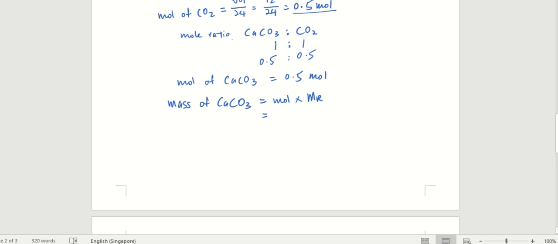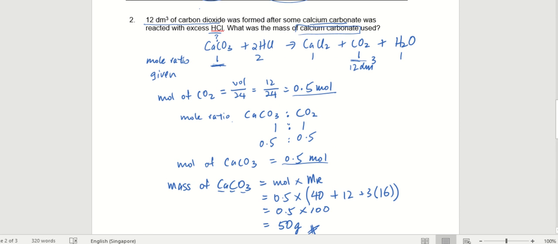The mole of calcium carbonate that reacted is 0.5. We multiply that by the Mr of calcium carbonate. So we know that calcium is 40, carbon is 12, and 3 oxygens means 3 times 16, and this will give us 0.5 times 100, which will give us a mass of 50 grams. Okay, so 50 grams of calcium carbonate reacted with the excess hydrochloric acid to give us 12 dm cube of carbon dioxide.